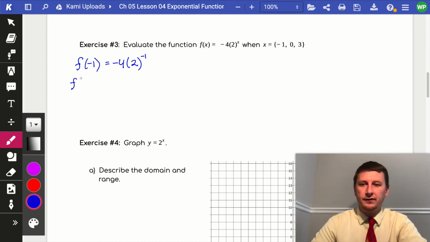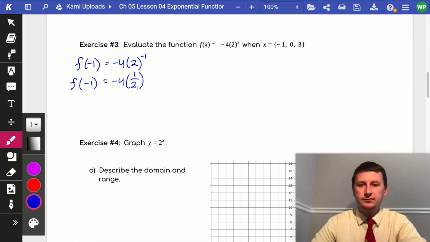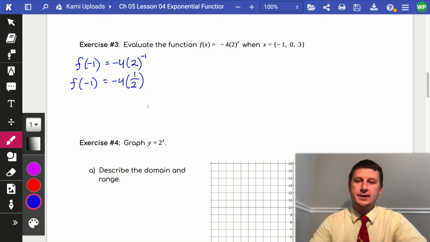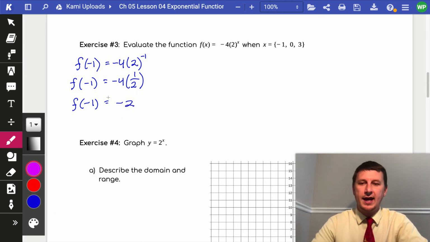So using our law of negative exponents that we learned in lesson 2 in this chapter, we could rearrange this negative exponent to be 1 over 2 to the positive 1. But again, 2 to the first power is just 2. So this is really just 1 over 2. And that's what our negative exponent rule says to do. So now we just have f of negative 1 is going to be, well, half of negative 4, which is negative 2. And just like that, we've evaluated the function for f of negative 1.